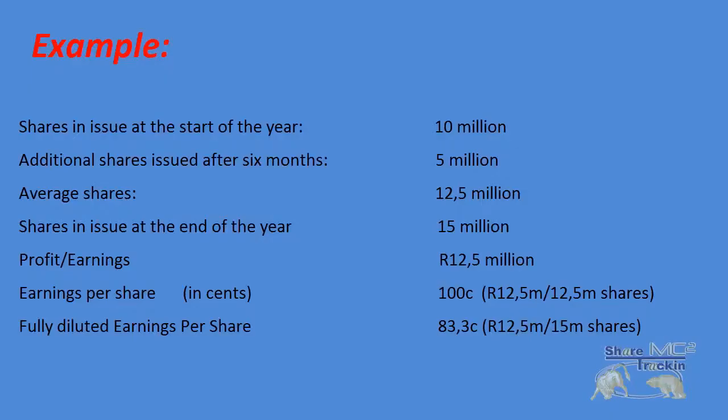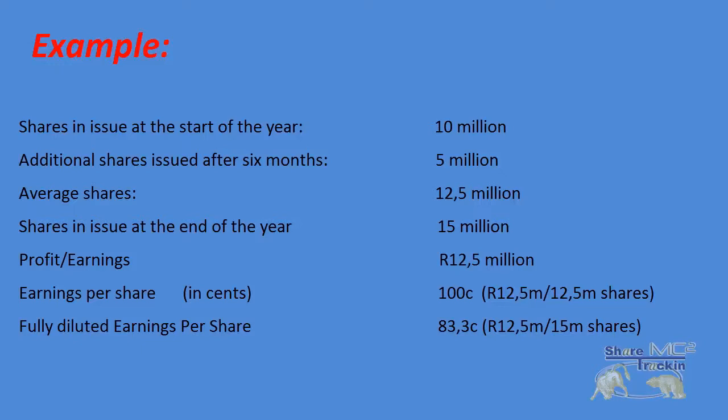Let us consider an example. This company begins its financial year with 10 million shares in issue, and then issues a further 5 million shares halfway through the year. And this, of course, gives them an average number of shares issued during the whole year of 12.5 million shares. And by the end of the year, they have 15 million shares in issue.